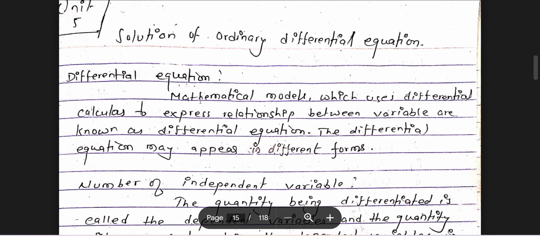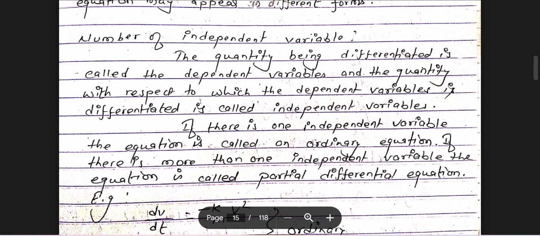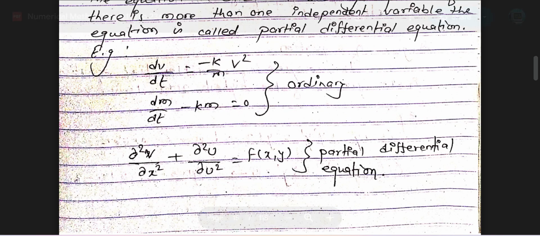A mathematical model which uses differential calculus to express the relationship between variables is known as a differential equation. The differential equation may appear in different forms. The quantity being differentiated is called the dependent variable, and the quantity with respect to which it is differentiated is called the independent variable. If there is one independent variable, the equation is called an ordinary differential equation. If there is more than one independent variable, the equation is called a partial differential equation.